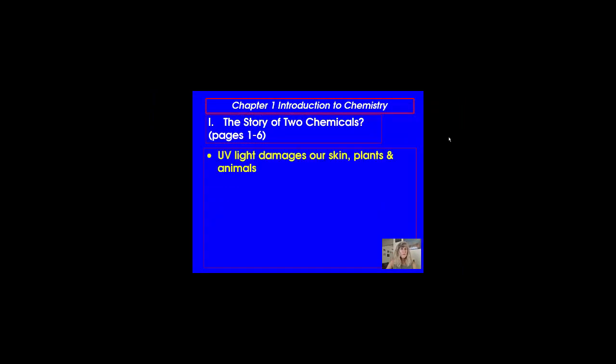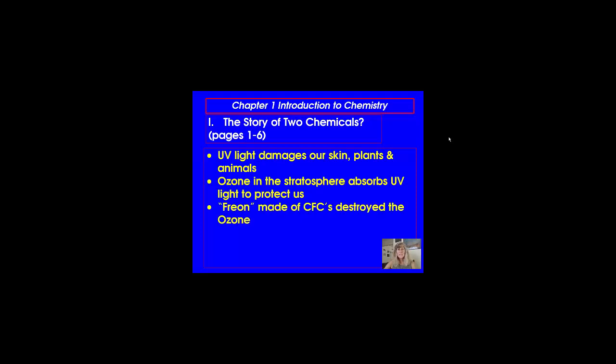Make sure that you know that the ozone layer protects us from the UV light. The UV light we know causes skin cancer and it hurts plants. And so we know where the ozone layer is found and it absorbs that UV in order to protect us. And we know that the CFCs that we produced in substances like Freon started to destroy those O3 molecules.